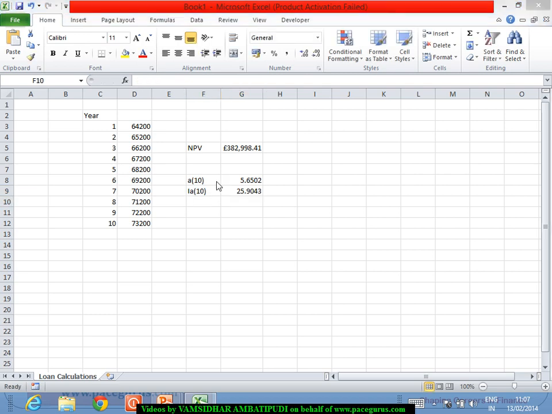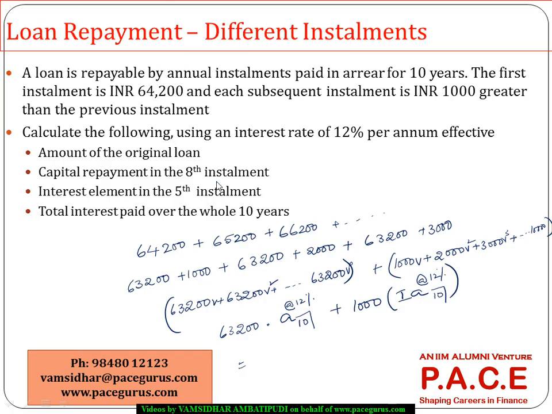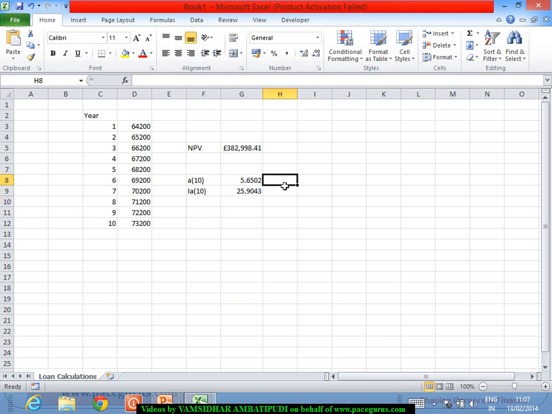So based on these two things, I should be able to compute 63,200 into A10 and 1000 into IA10. So overall, it is coming out as this multiplied by this plus this multiplied by this. So both of them should work out, yes, 382,996. Small rounding off issues.